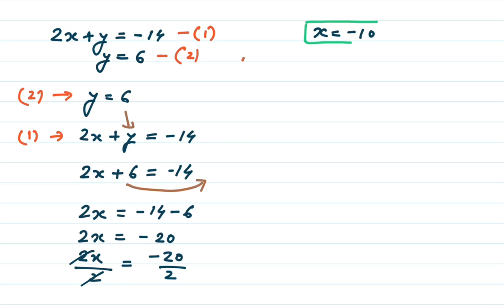This is the first answer. Here it's already given that y is equal to 6 as a second equation. So y is equal to 6 is your second answer. Now once again, if you take a graph sheet and plot these two equations, you're going to get two straight lines, and the meeting point or the point of intersection of these two lines would be then negative 10 and 6.